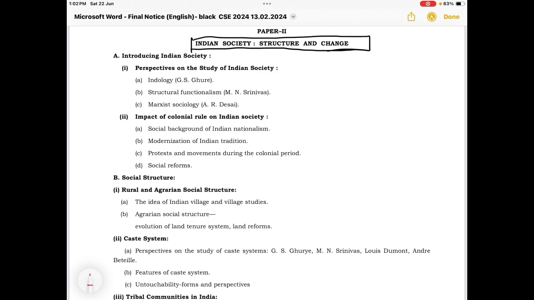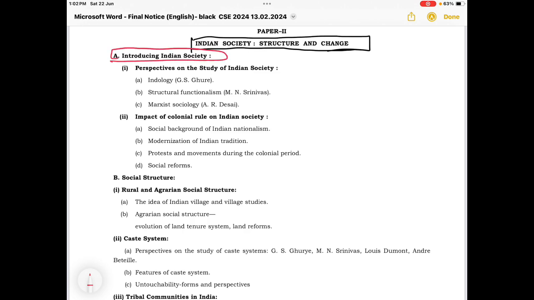So first of all, let us discuss the topics which are mentioned in paper 2. We will deal with these topics in a very short note, because we will study these topics in much more detail later on. The first topic is introducing Indian society.